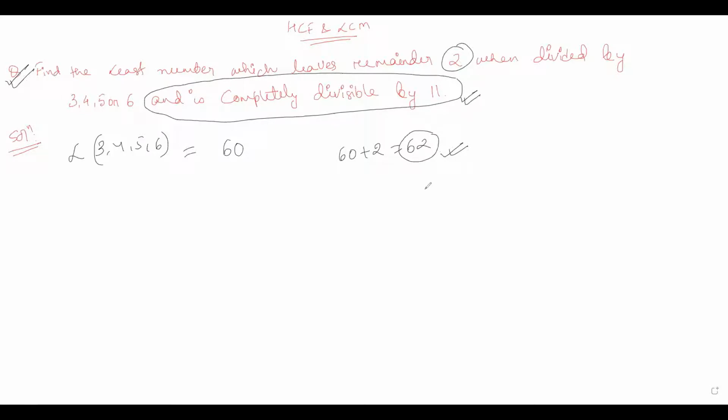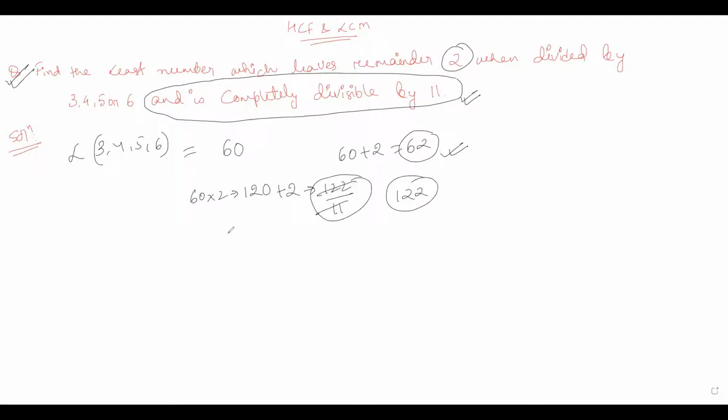So let us try to calculate the multiples of 60 in this case. So the next multiple of 60 would be 60 times 2, which is 120, but we need to have a remainder of 2 as well. So this would be 122. But if we check whether it is divisible by 11 or not, 11 is not dividing 122 completely, so we cannot say that 122 is that number.